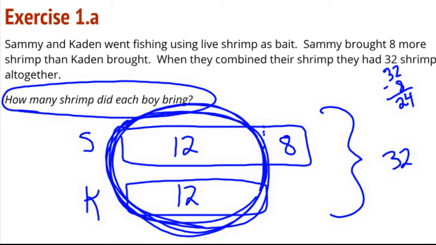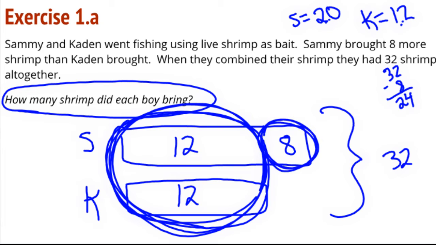And I can do a quick check here. Sammy brought 20, and Caden brought 12. Is the total 32? 20 plus 12 is 32. Does Sammy have 8 more than Caden? So I want you to notice how a tape diagram helped me see that the 8 was what was different between the two, which left me with 2 sections that I knew were going to be 24 because I took the different part out, the 8. And 24 divided by 2 is 12. So we've got Sammy with 20 and Caden with 12.